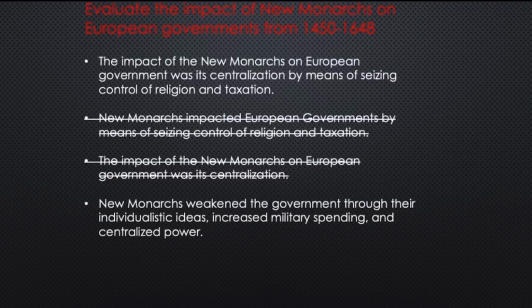Alright, so new monarchs weakened the government through their individualistic ideas, increased military spending, and centralized power. So this can get points as long as you defend it and you have documents talking about individualistic ideas, increased military spending, and centralized power. Alright, so that's the thesis. Since the thesis is largely dictated by the documents, here's a sample document in this DBQ that I would put.